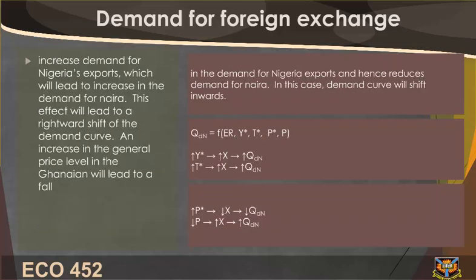Increased demand for Nigeria's export will lead to an increase in the demand for naira. This effect will lead to a rightward shift of the demand curve. An increase in the general price level in Ghana will lead to a fall in the demand for Nigeria's export, and hence reduces demand for naira. In this case, the demand curve will shift inwards.